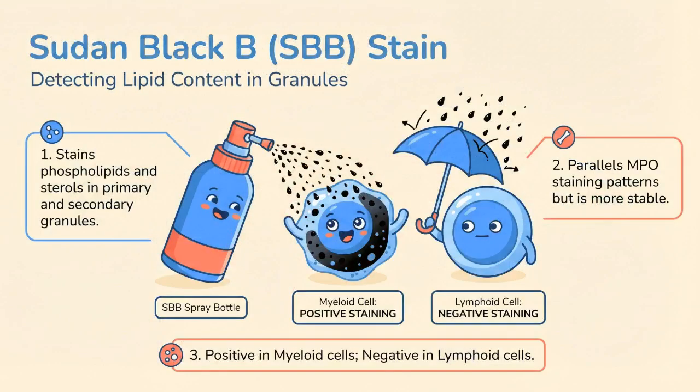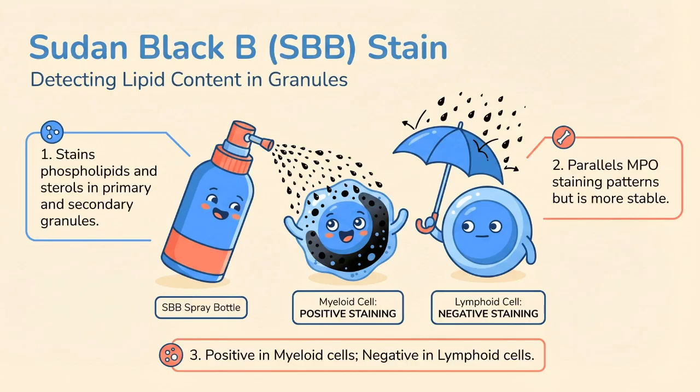After discussing the MPO stain, we move to another critical cytochemical stain, Sudan black B or SBB. SBB is a lipid stain that detects phospholipids and other lipid components present in the granules of myeloid cells. Its staining pattern closely parallels that of MPO, making it another excellent marker for granulocytic and monocytic differentiation. SBB stains the lipid content within primary and secondary granules, appearing as black or dark brown granules in the cytoplasm. Myeloblasts and granulocytes typically show strong SBB positivity, with the intensity increasing with maturation.